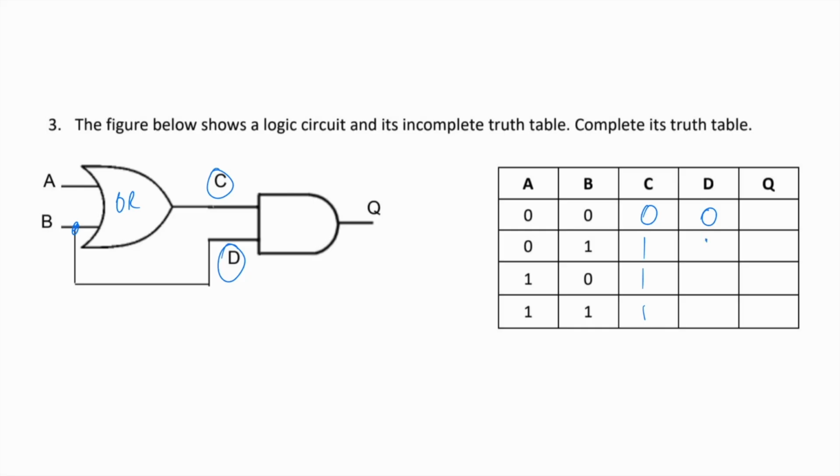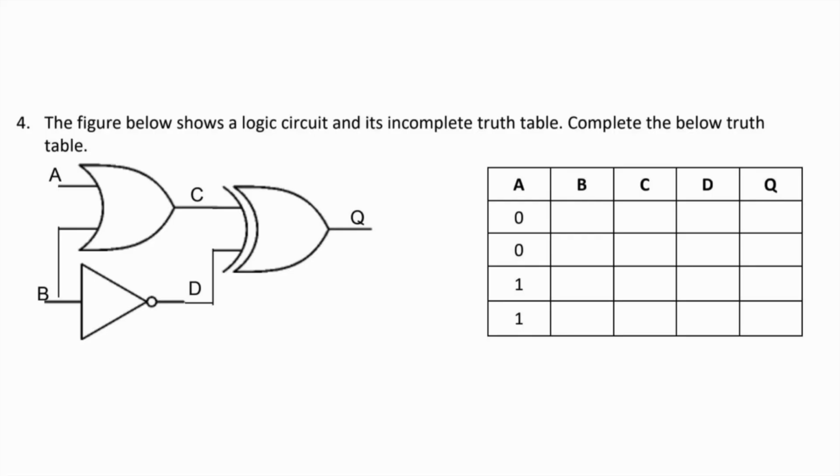0, 1, 0, 1. And then both C and D are going through an AND gate. Remember, in an AND gate, the only time we have a 1 is when both inputs are 1. So we can fill this out, and the rest are going to be 0. And so Q, our output, is going to be this right here.